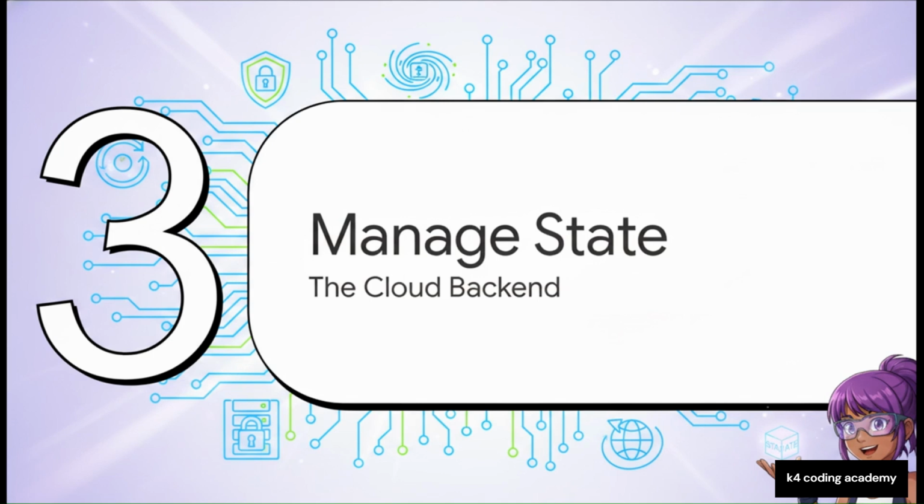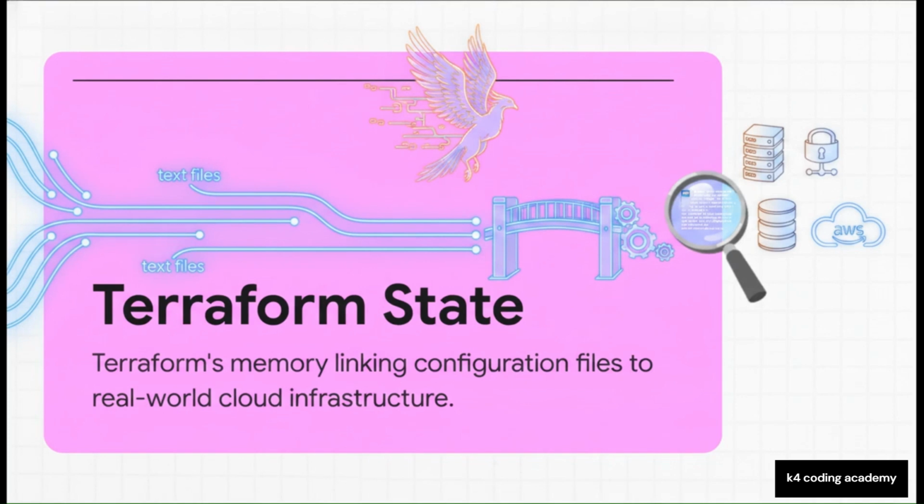Let's keep going. Section 3, managing and securing state, the cloud backend. Okay, I want you to think of state as Terraform's literal memory. It's the vital bridge connecting your text files to the real, breathing infrastructure actually running in your cloud account. Without this state file, Terraform is totally blind. It has absolutely zero idea if that EC2 instance you just defined already exists, what its ID might be, or if it needs to be spun up completely from scratch.